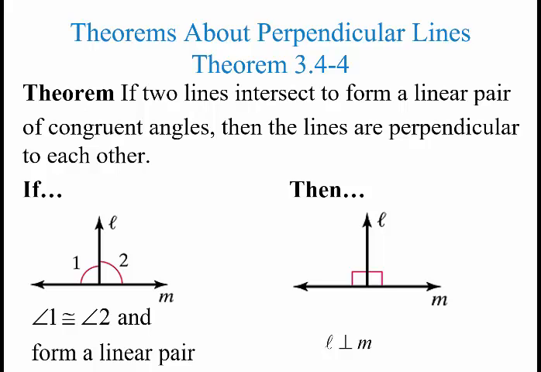Another one, this is theorem 3.4-4. If two lines intersect to form a linear pair of congruent angles, then the lines are perpendicular to each other. So if we have a linear pair here, like line L and M, angle 1 is equal to angle 2 and they form a linear pair. If these two angles are equal to each other, then they're both right angles, because this line M is a flat line, and it must be that L is perpendicular to M.